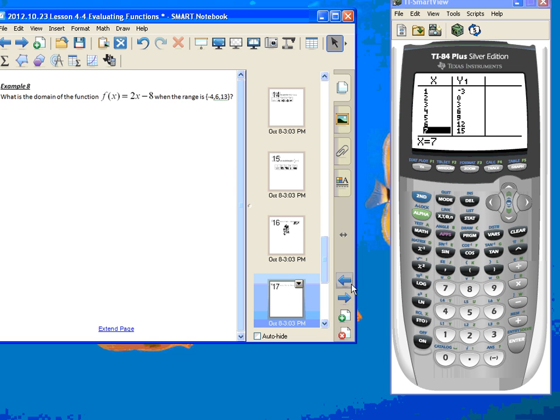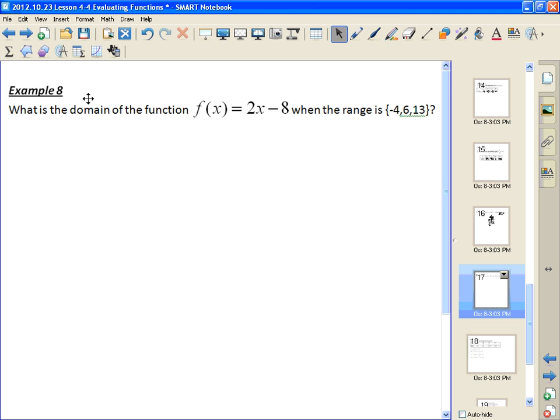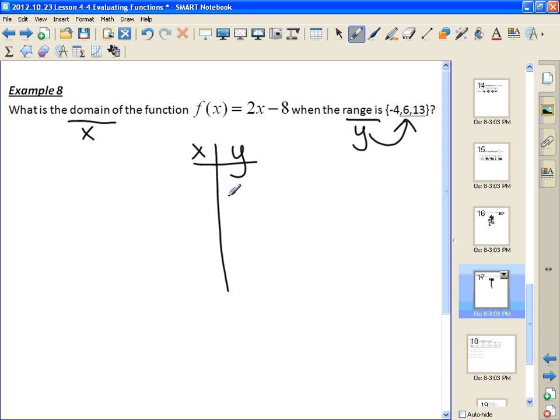All right, so in example 8, it says, what is the domain? So what is it asking for there? What is the x of the function f of x equals 2x minus 8 when the range, remember range is y, so when the range is -4, 6, and 13. So again, on this one, when I set up my table, x, y, these numbers right here are y values. They have to go in my y column. So -4, 6, and 13 go there.